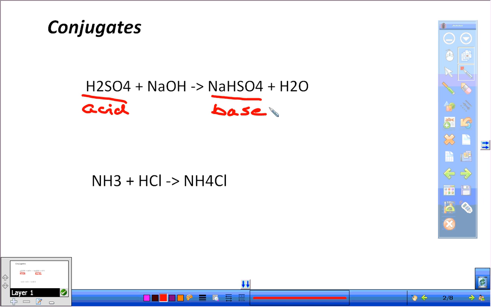Now, if you notice, what we end up with when we have this base from the acid is actually a basic salt. And that's going to be important as we go forward. So these two are conjugates of one another.